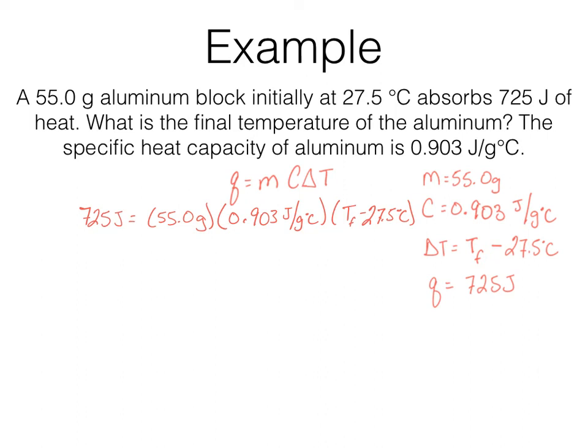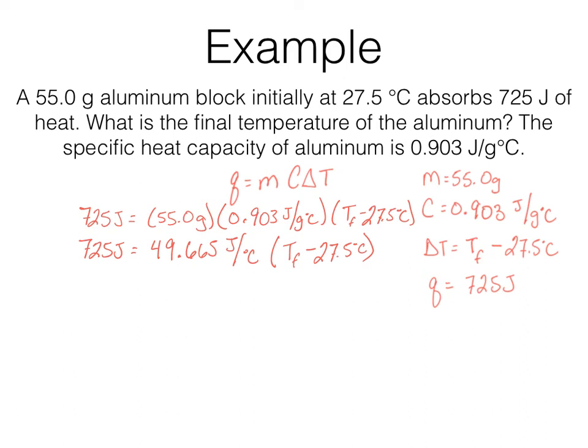Okay, so now comes some algebra. Let's do out this algebra together. So I've got 725 joules is equal to, I'm going to multiply the 55 times the 0.903, and I get 49.665. The grams cancel, so I've got joules per degree Celsius times TF minus 27.5 degrees Celsius. Now, I don't like distributing, so I'm going to divide both sides by 49.665.